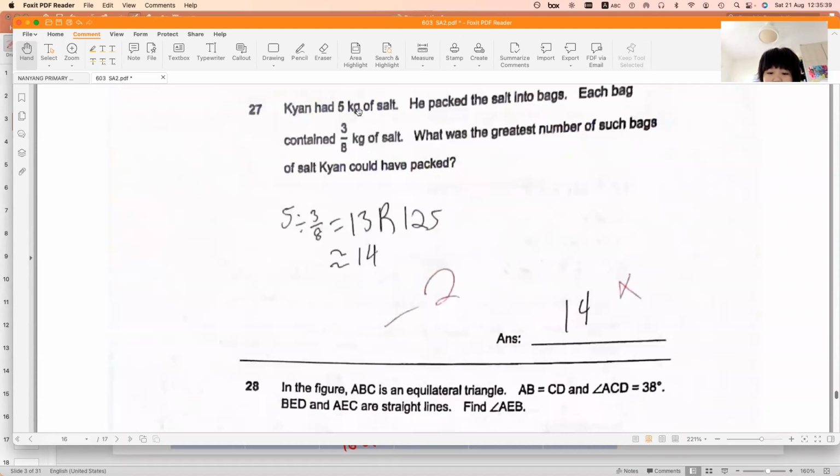So over here it says what? 5 kg. She packed the salt into bags. This is also another type of each number total question, and I don't know why you get it wrong. Because I see each bag already.